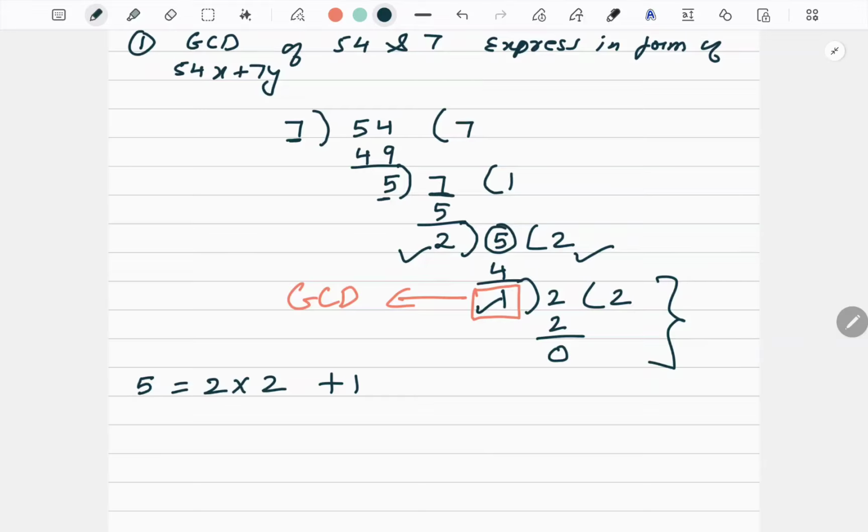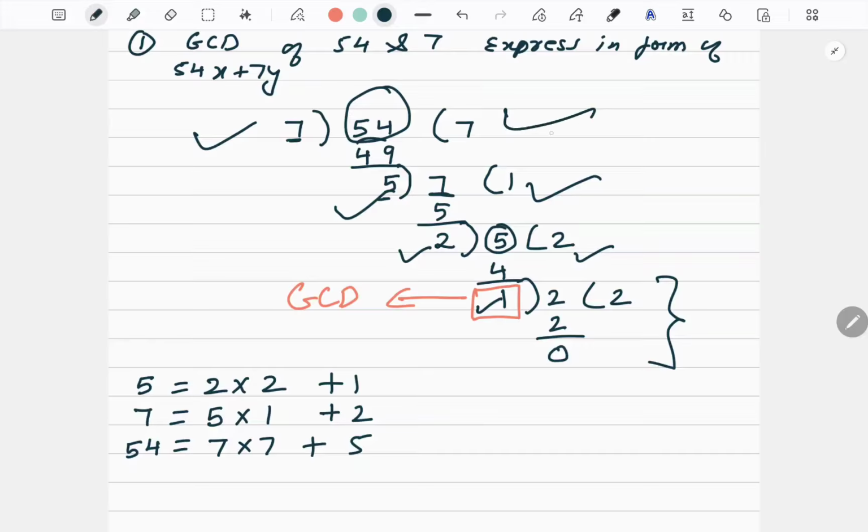Then how you can write 7? 7 can be written as 5 into 1 plus 2. Then 54. 54 can be written as 7 into 7 plus 5. See, 54 can be written as 7 into 7 plus 5. That is what I taught you, right? Now, once you wrote all these equations, you write like this.